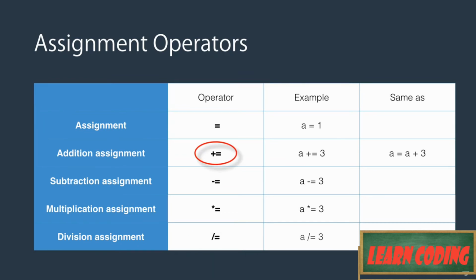For example, addition assignment. a += 3 means add 3 to a. So it's equivalent to writing a equals a plus 3. And the same rule applies to the other 3 assignment operators.